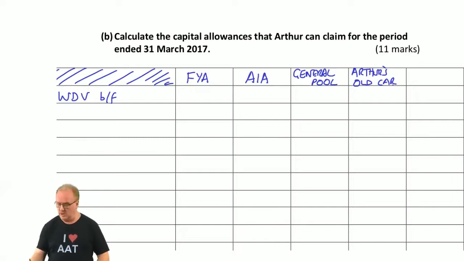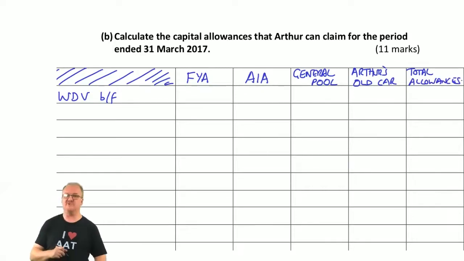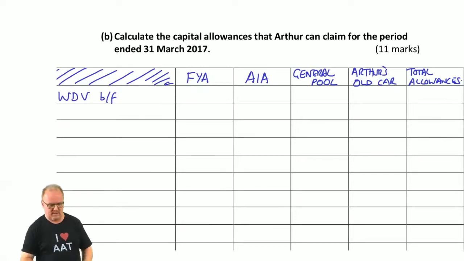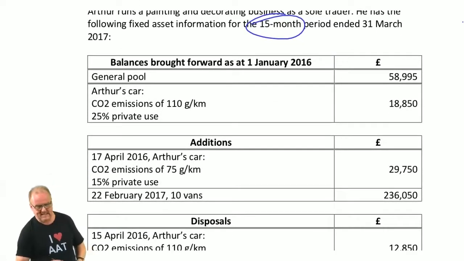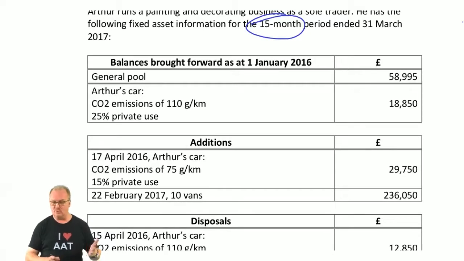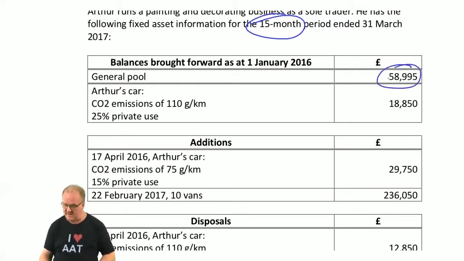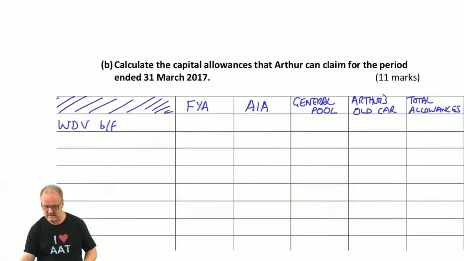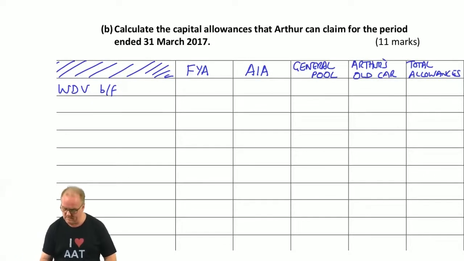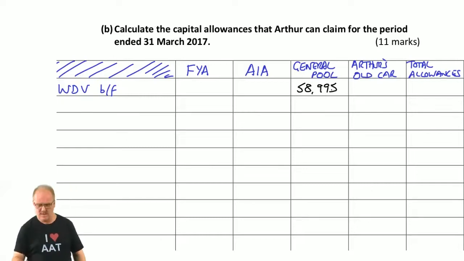And then in the final column, we need to show all of the allowances that will go into the tax comp and reduce our taxable profits. Okay then, away we go. So what have we got in the question? It tells us that the general pool has a brought forward balance of 58,995. So down we go here, 58,995, in it goes.